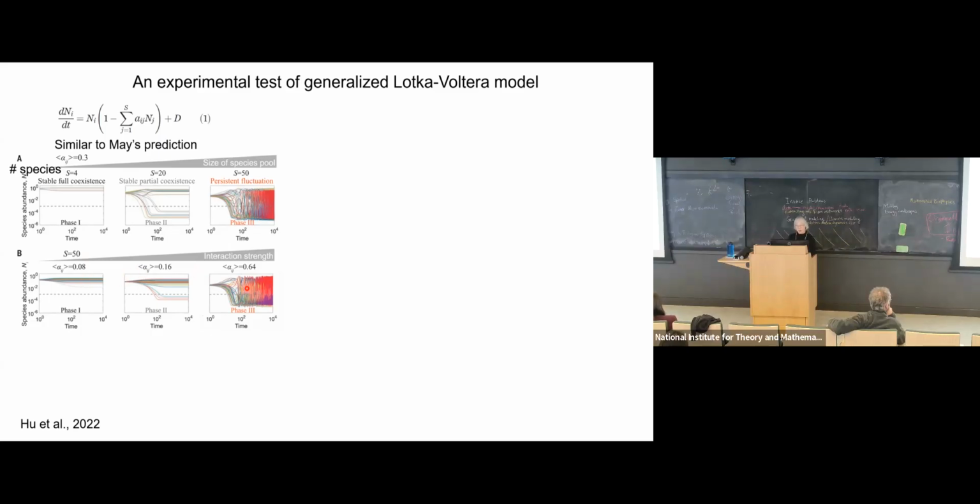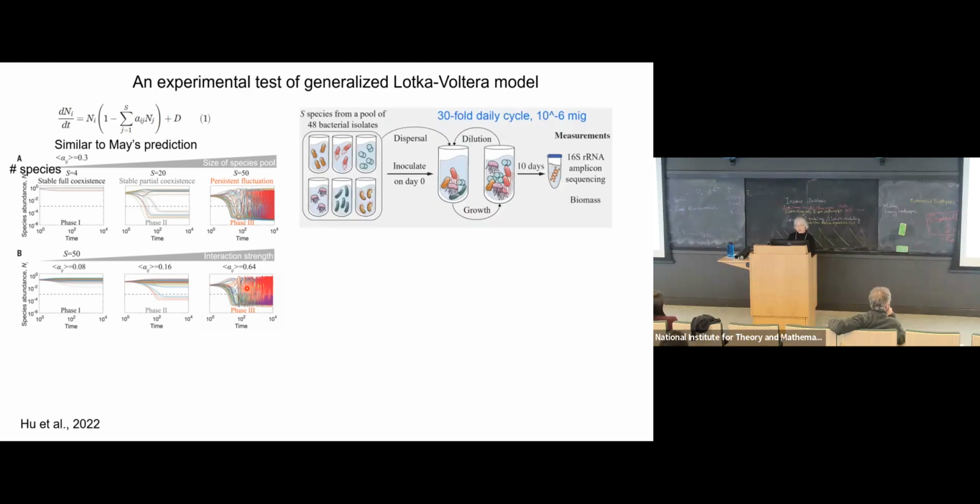So they say, okay, we're going to experimentally test that. The way they test it is the following, right? They take 48 bacterial isolates from the soil, and then they can control the number of species to put in this community. And then they let this grow and dilute, so 30-fold daily dilution, and with 10 to the negative 6 migration from an original species pool. And after 10 days, they do 16S rRNA sequencing to look at species composition as well as biomass.